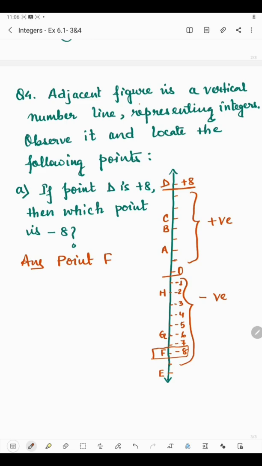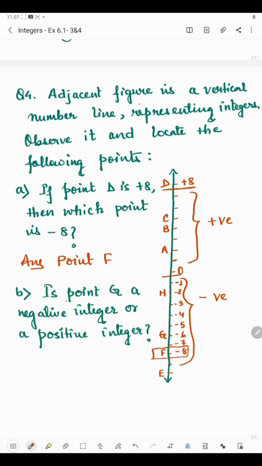Okay, now coming to B part. In the B part we have, is point G a negative integer or a positive integer? For this we need to check where point G is. Is it below 0 or above 0? We can see from the figure that G lies below 0. So that means below 0 is all negative integers, right? So we'll write, point G is a negative integer.